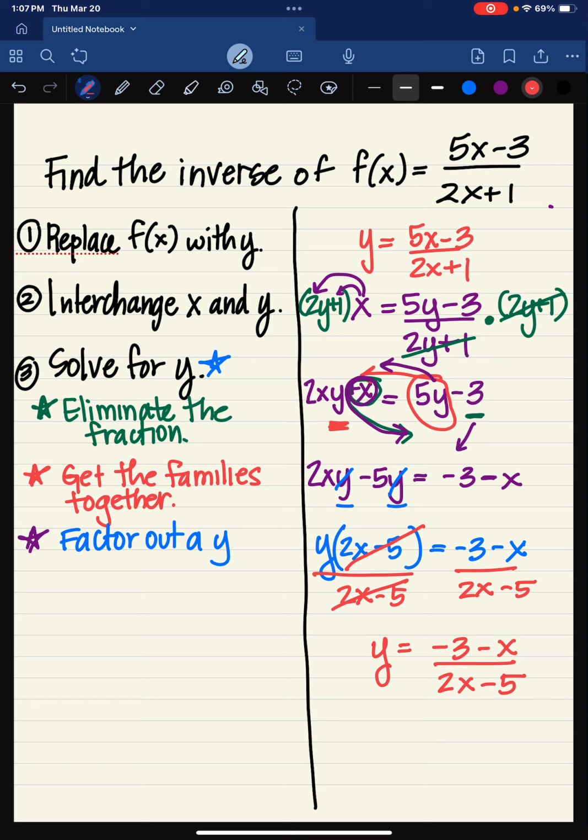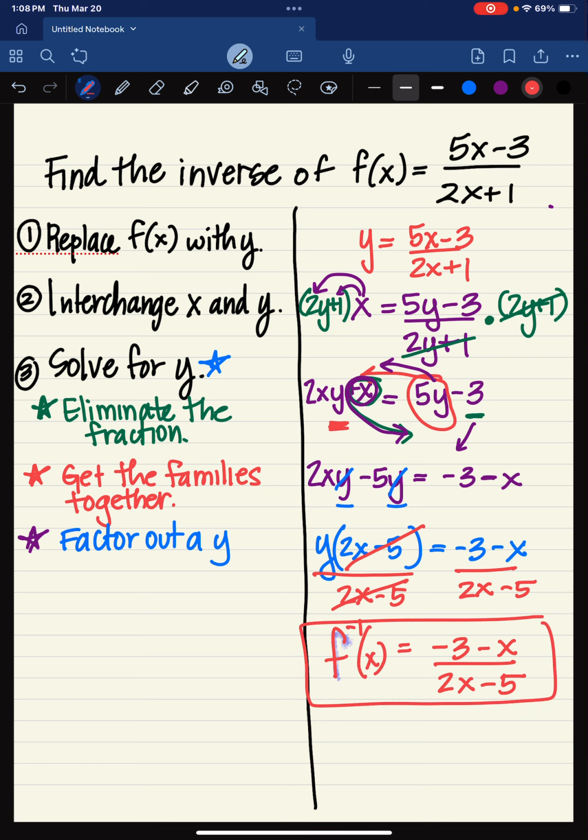Now, you can tie it all up in a nice little bow by remembering that your y is f inverse of x. Well, let me fix that: your y is f inverse of x.